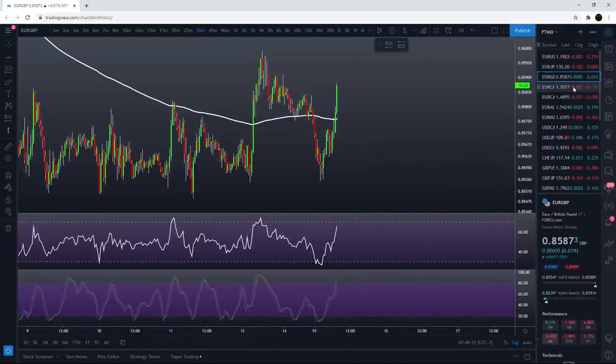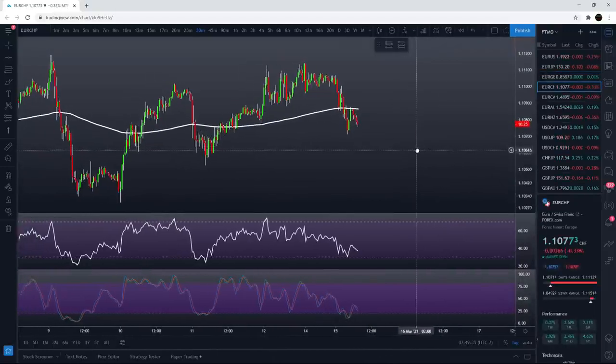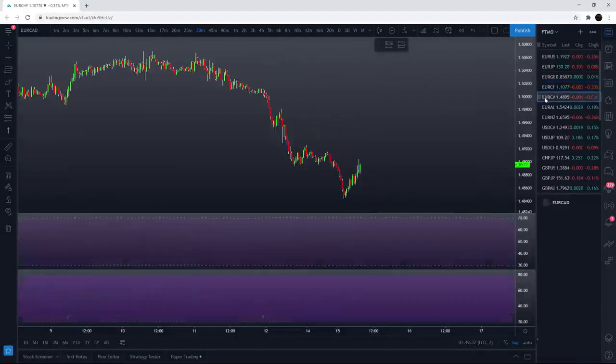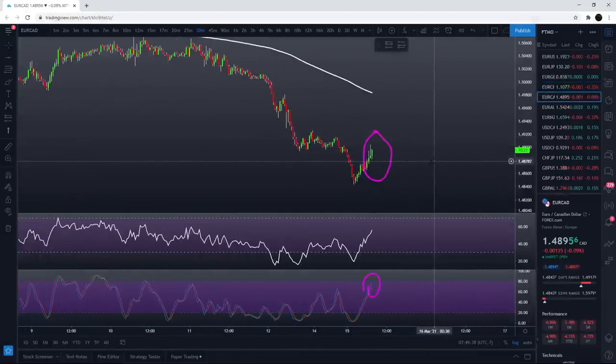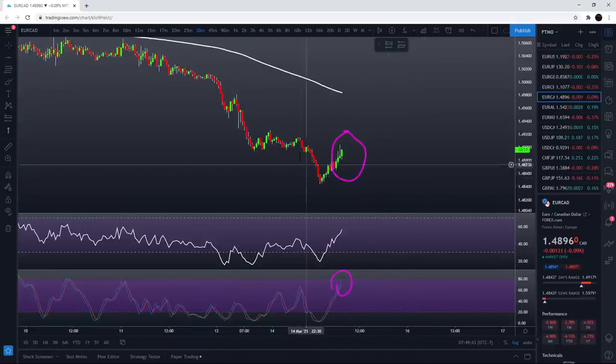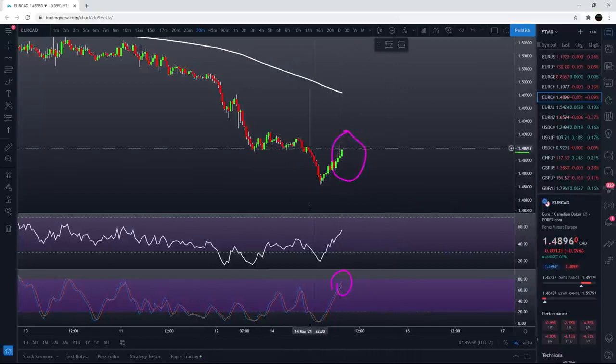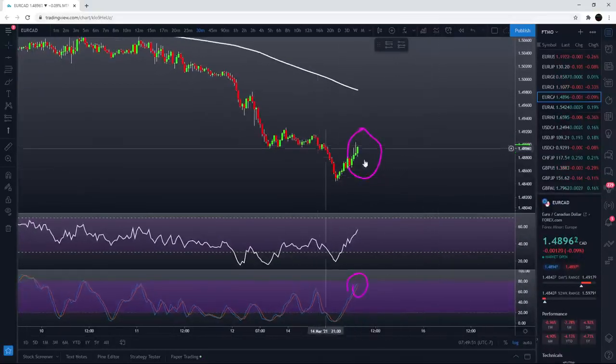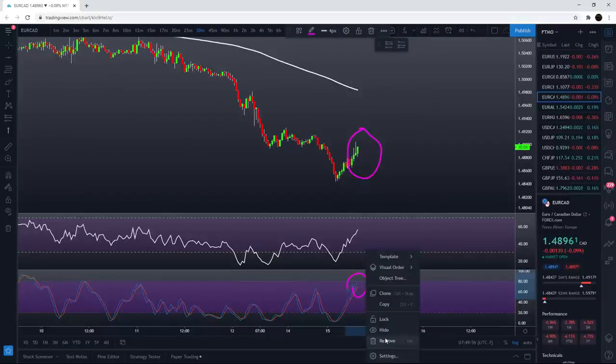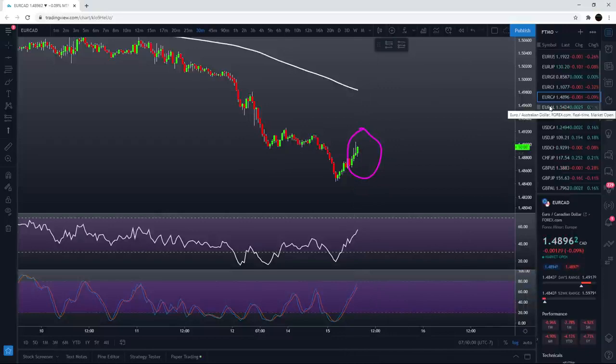This one, no pullback. This one, not in a pullback. This one actually does have hidden divergence, and that's why I circled it. So we got the pullback, we got the higher high on the RSI, but at the same time, lower high on the price action. So we got hidden divergence, just need to see a stochastic cross down in order to actually take a position here. So checking back on this one.